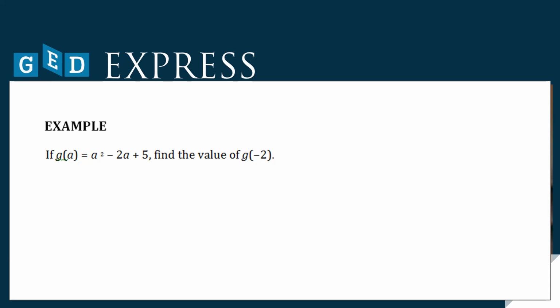If g of a is equal to a to the power of 2 minus 2a plus 5, find the value of the function where the input is equal to -2, or the value of a is -2. Again, let's substitute -2 for a. Then we have -2 to the power of 2 minus 2 times -2 plus 5. Following the order of operations, having the exponent first and the multiplication, we have 4 plus 4 plus 5, which is equal to 13.